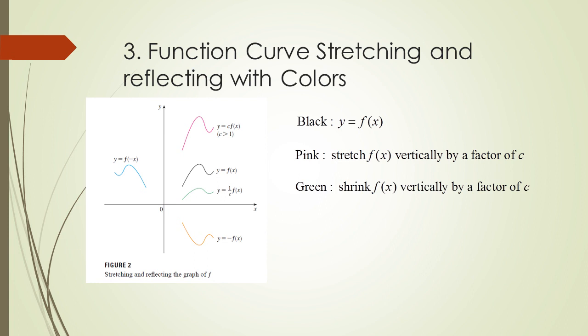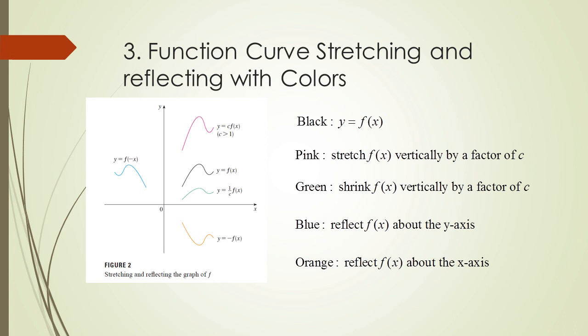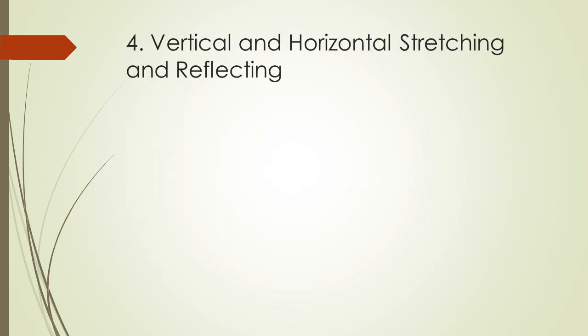And those two, the orange and the blue one, are reflections. The blue one is where we reflect the curve y equals f(x) about the y-axis. That means they are mirror images about the y-axis. And the orange one is a mirror image about the x-axis, which means we reflect about the x-axis. Now let's see how we can use functions to describe those different colored curves.